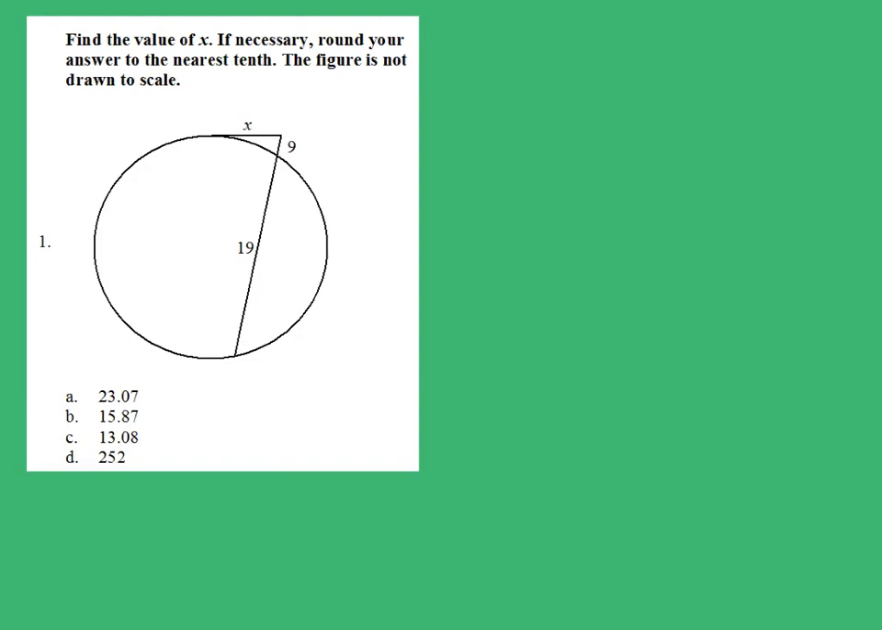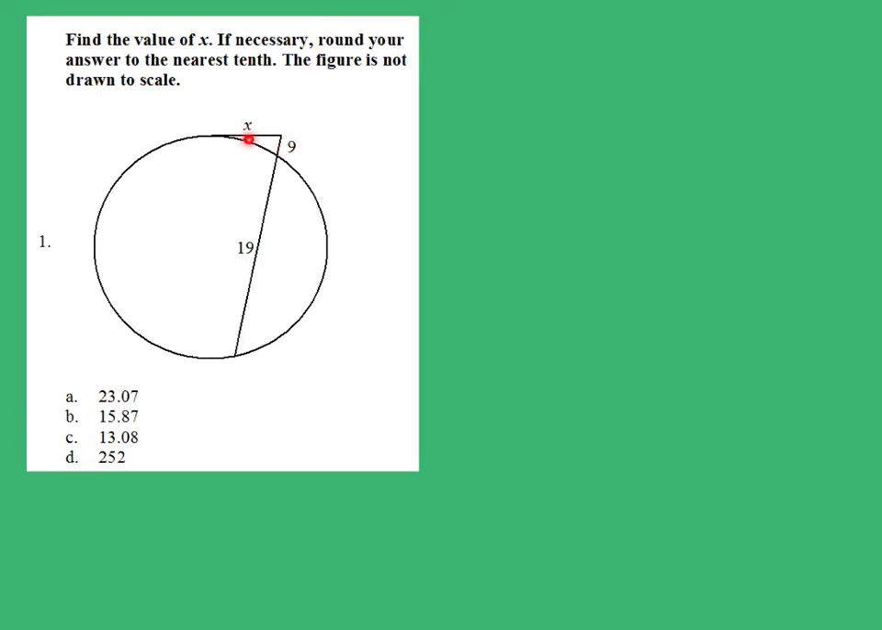So number 1 says, find the value of x. If necessary, round your answer to the nearest tenth. The figure is not drawn to scale. What we have here is a tangent to this circle, and then we also have this secant ray going through the circle. And we see that they're intersecting outside of the circle.